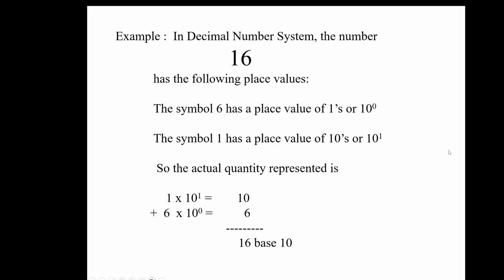For example, in the decimal number system, the number 16 has the following place values. The symbol 6 has a place value of 1, or 10 to the 0, 10 to the 0 being 1. And the symbol 1 has a value of 10, or 10 to the 1. So the actual quantity represented is computed by adding 1 times 10 to the first power, which is 10, and added to 6 times 10 to the 0, which is 6. So 10 plus 6 is equal to 1, 6, or 16 in base 10.